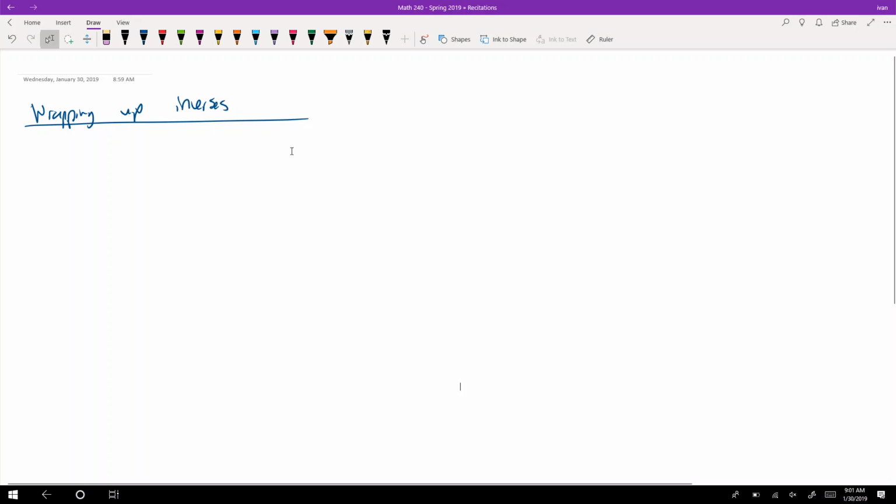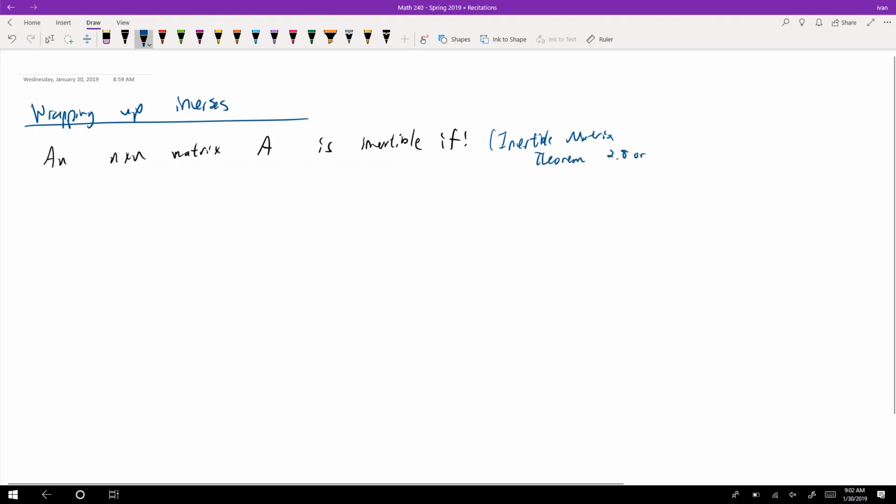Okay, so wrapping up inverses. So let's go back. An n by n matrix A is invertible if the following is true. And this is the section in your book called Invertible Matrix Theorem. And it's 2.8 or 2.9, I forgot which section it is. It's one of the sections.